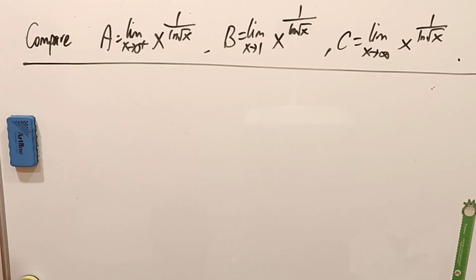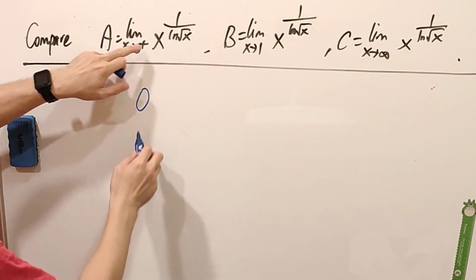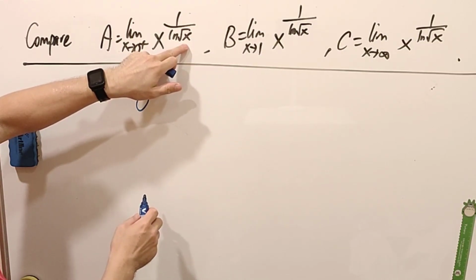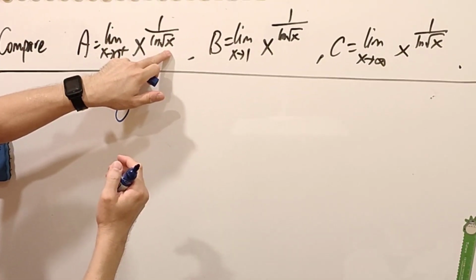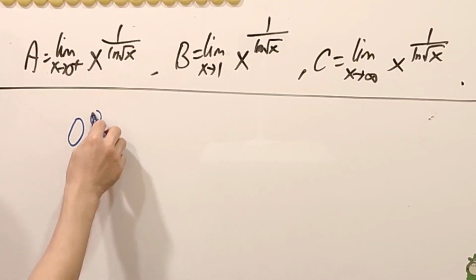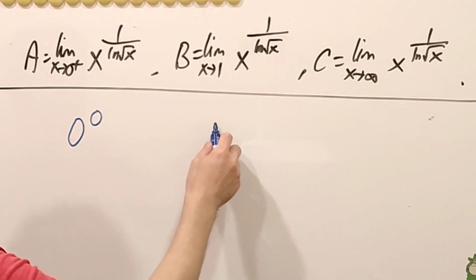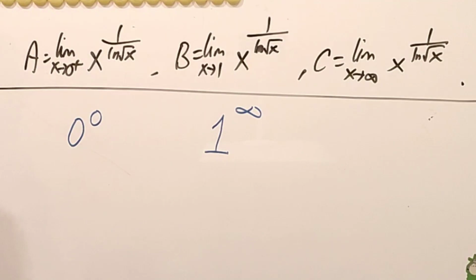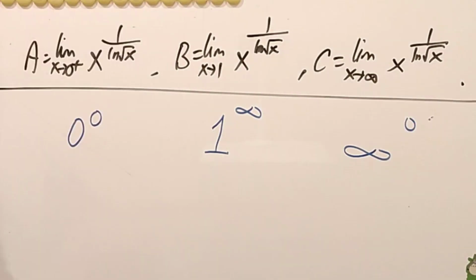If you look at it, for a, it is of the form 0 to the power of 1 over log square root of 0. This is very close to log 0, which is negative infinity, so it is of the form 0 to the power of 0. For b, it is of the form 1 to the power of infinity. And for c, it is of the form infinity to the power of 0. Each of these cases is an indeterminate form.